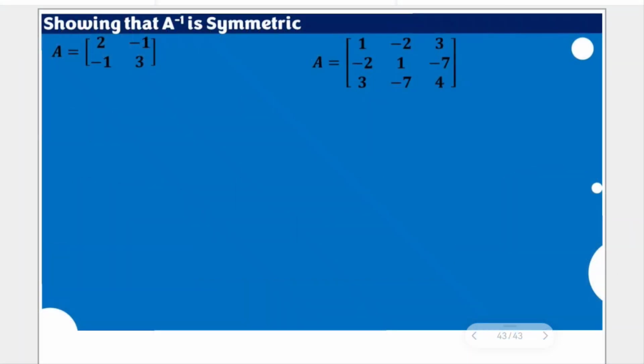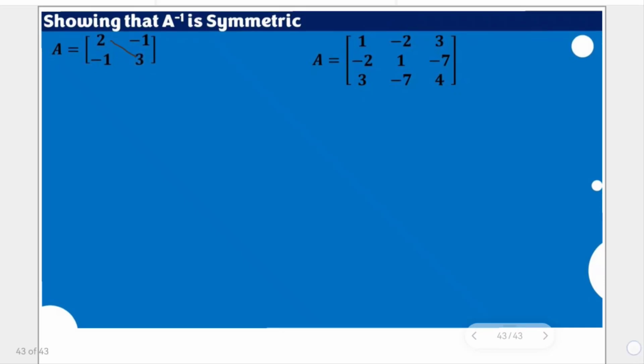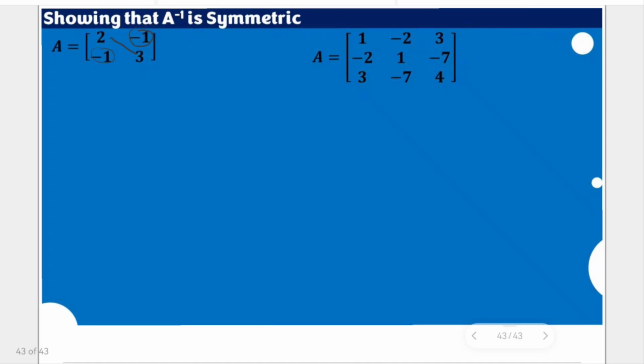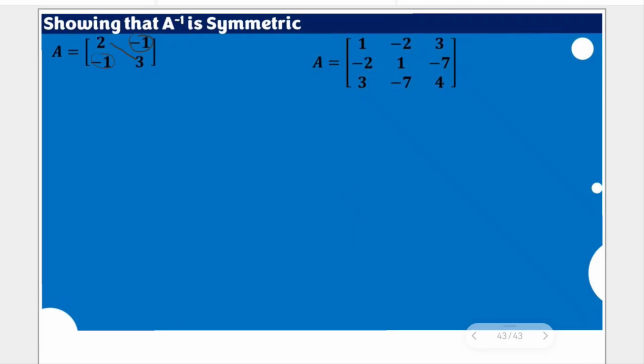We are going to show that for these two given symmetric matrices, their inverses are also symmetric. Again, these two are symmetric because of the main diagonal. We have the same entries across the main diagonal. This is also true here: you have -2, -2, -7, -7, 3, and 3. In other words, they are considered symmetric because their transpose is equal to the matrix itself.